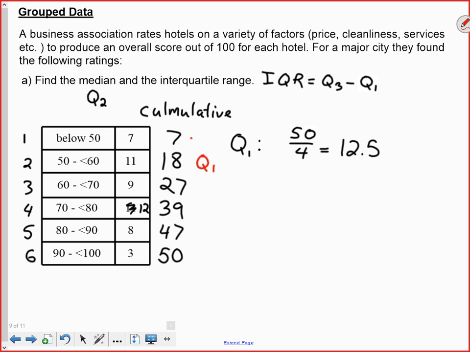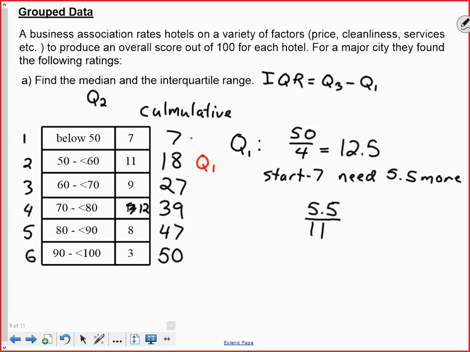So our next job is to figure out how far into that interval this value of Q1 is going to be. At the start of the interval, we have 7 values. To get up to 12.5, we need 5.5 more values. Those 5.5 additional values have to come out of this second interval. So we need 5.5 data values from inside that second interval. How many data points are actually in this second interval? Well, there's a total of 11 in this interval. So we need 5.5 out of the 11 data points that are in this second interval.